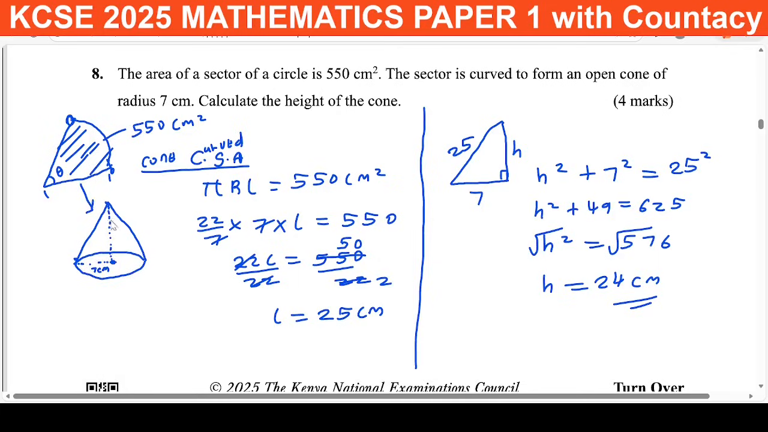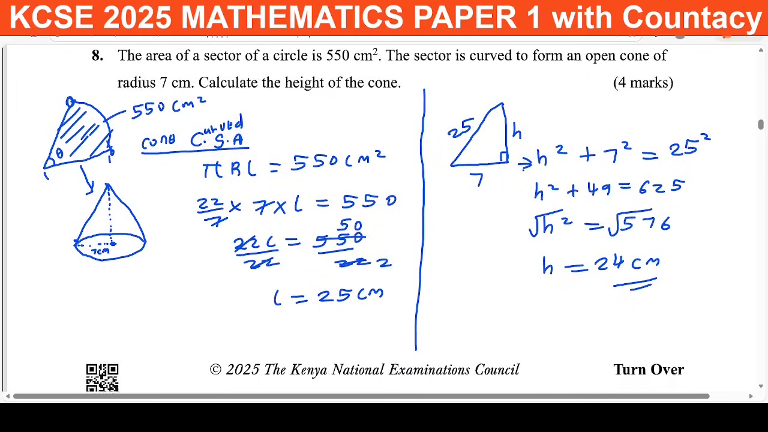But for this particular case, what you are told to find is the height of the cone. And finding the height of the cone was testing whether you really know how to apply the Pythagoras theorem. And that's how we apply that. So with that, I believe we can move on to our next question.